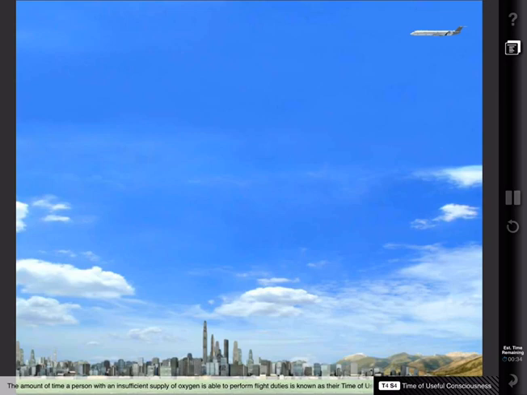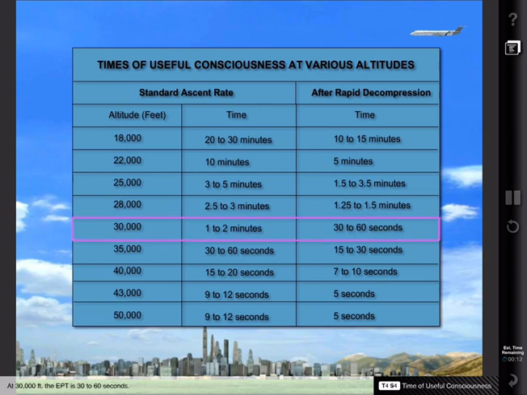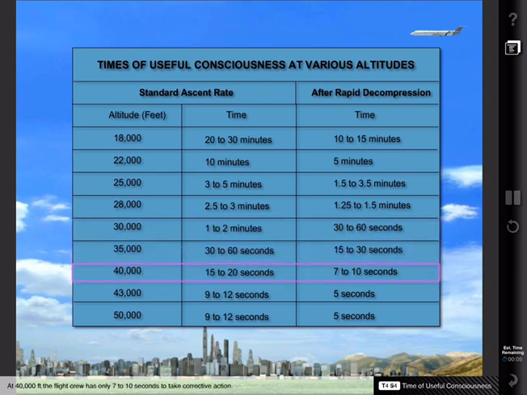The amount of time a person with an insufficient supply of oxygen is able to perform flight duties is known as their time of useful consciousness. This is also referred to as effective performance time, or EPT. Even though the altitude at which hypoxia affects a pilot varies, their EPT will always decrease with altitude. At 30,000 feet, the EPT is 30 to 60 seconds. At 40,000 feet, the flight crew has only 7 to 10 seconds to take corrective action.